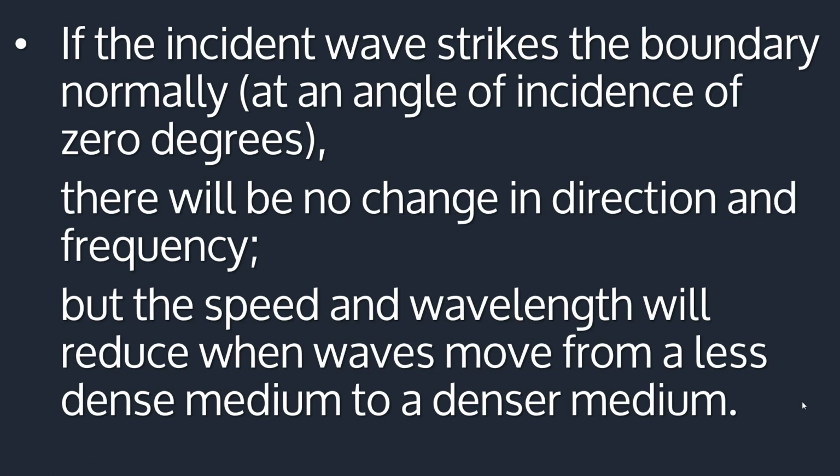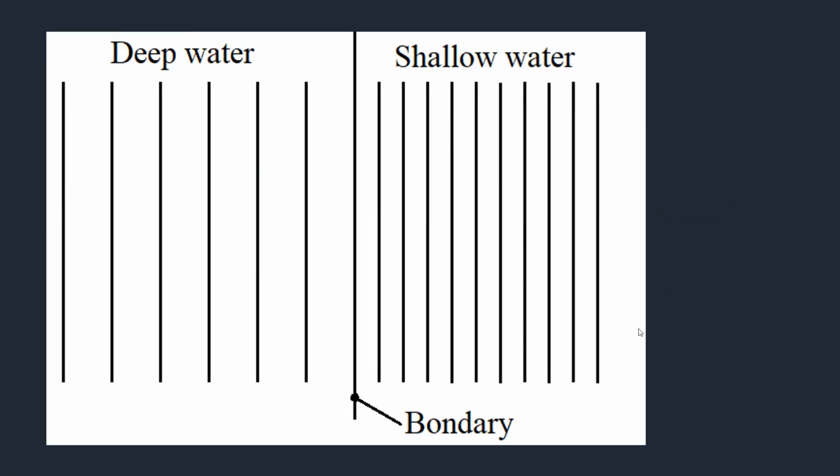Please note these 2 points very carefully. We are saying there will be no change in direction and frequency, but the speed and wavelength will definitely reduce. And this is the illustration. Deep water is a less dense medium. You see how spaced they are? Then in shallow water, they are closer to each other, and this is the boundary between the two.